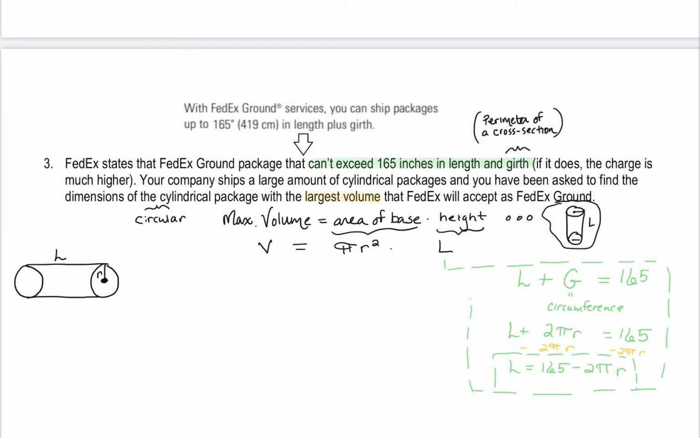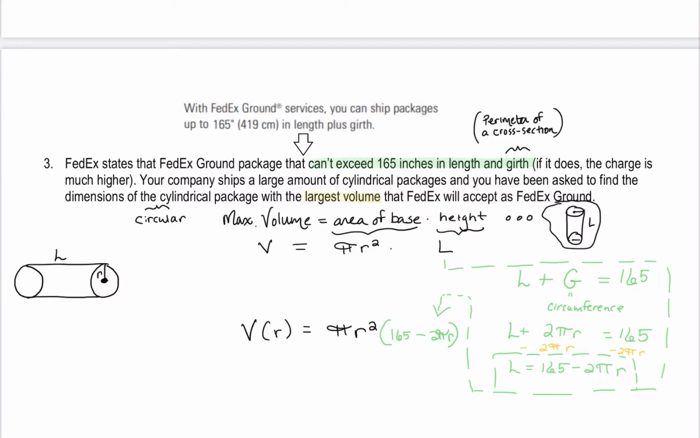So we can go back into the original equation and we can take out the L, and in its place we can put this 165 minus 2 pi r. But of course everything else stays the same, so we still have the pi r squared. And now I could call this v as a function of r. All right, so now we have it in terms of one variable.